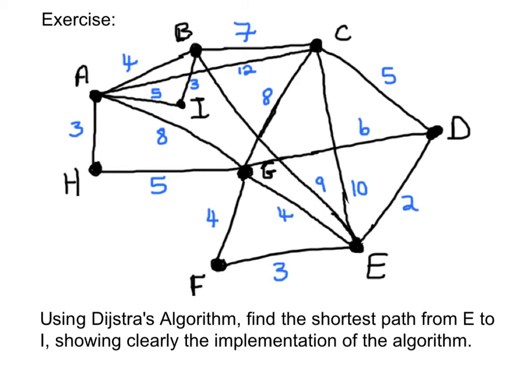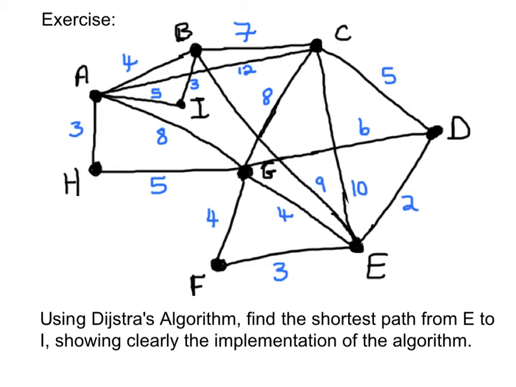Take out a pen and a paper and copy down this diagram here that you see on the screen and answer this question. Using Dijkstra's algorithm, find the shortest path from E to I, showing clearly the implementation of the algorithm. So pause the video now and give yourself some time to attempt this. And when you're finished, turn the video back on and I will go through the solution with you.